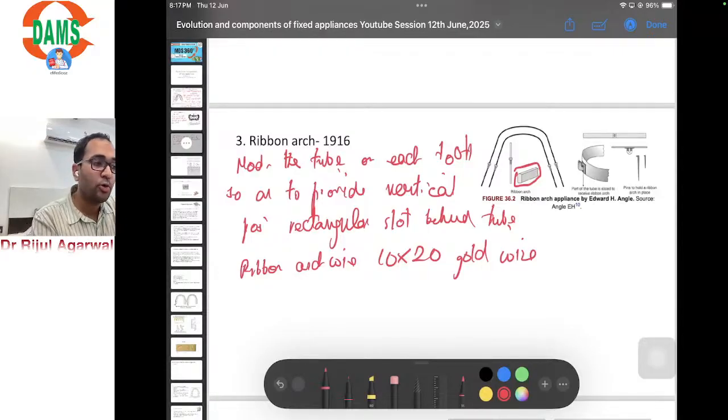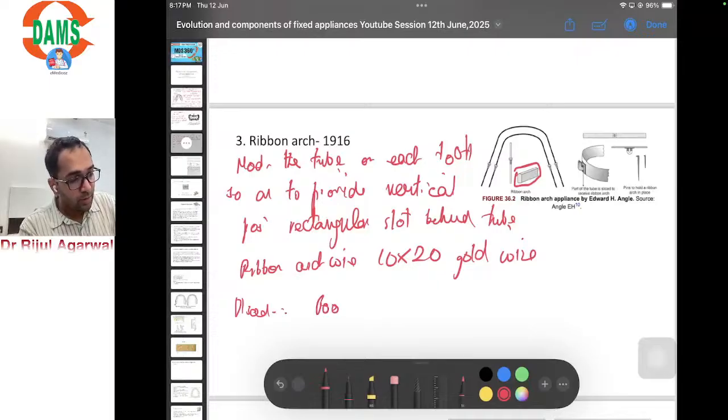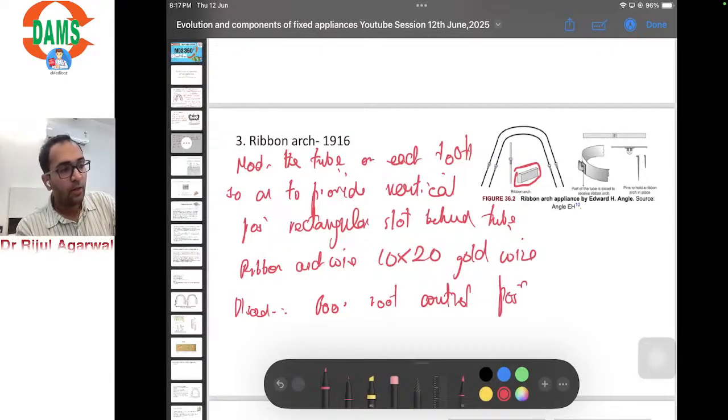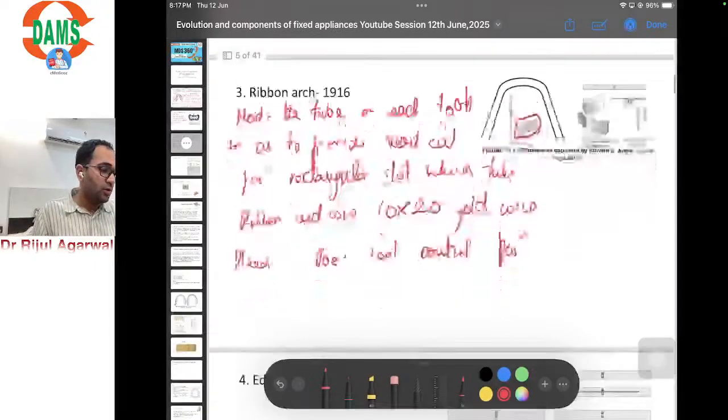Gold, as you all know, has good malleability. It was small enough and had good spring back qualities, which was efficient in aligning malpositioned teeth. At that time gold was much cheaper than stainless steel. Still, the disadvantage was poor root control. Roots were not adequately positioned. It was not able to provide the required torque or necessary movement to position the roots to the new position.